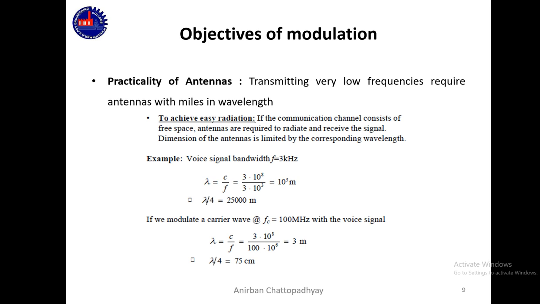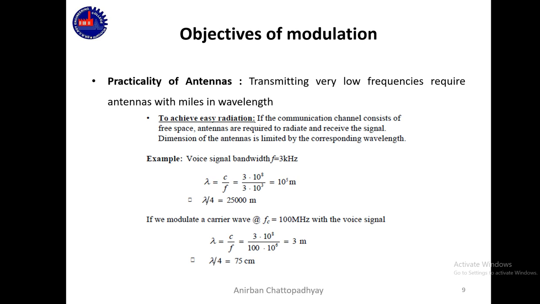So here we consider that our carrier signal is 100 megahertz. Then our 3 kilohertz message signal, after modulation, will become 100 megahertz, right? Now we do the same mathematics. Lambda is equal to c by f. C is equal to 3 into 10 to the power 8 meter per second. F is now 100 megahertz, so 100 into 10 to the power 6. After simplification, we get 3 meter.